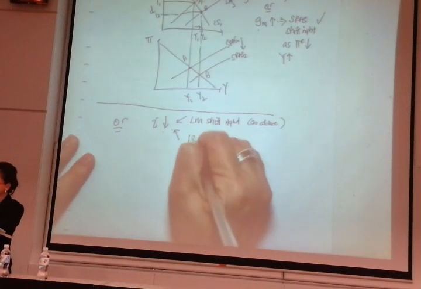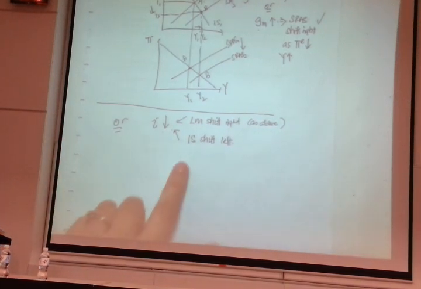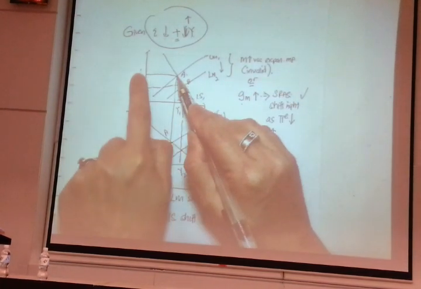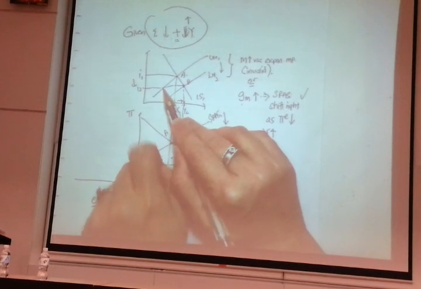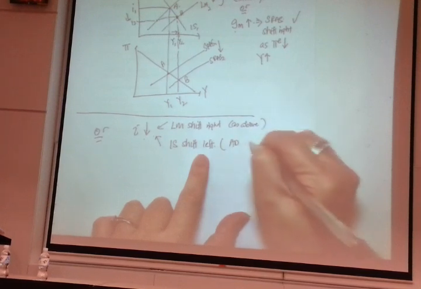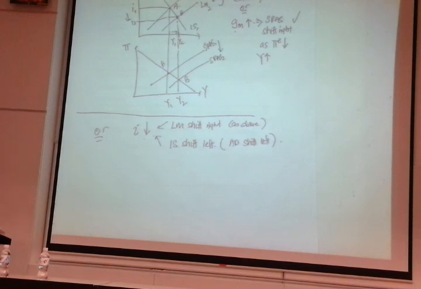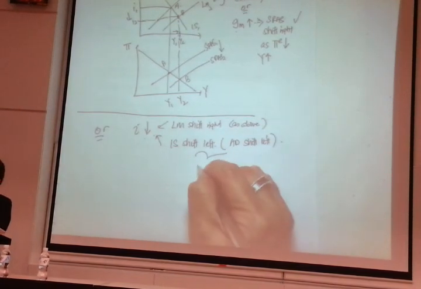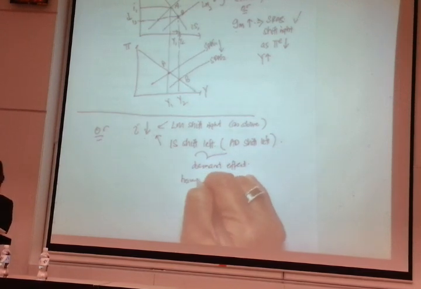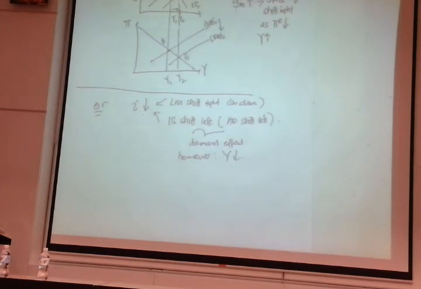Or it could be IS shifting left, which I didn't draw, but if you go to your point A, one way to get an interest rate drop is to go to the left. IS shifts left. In other words, your AD must also shift left. So this is due to what we call a demand effect. However, output will drop. This is the examiner's answer.